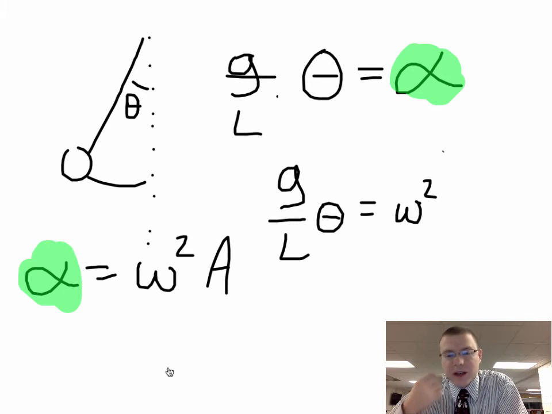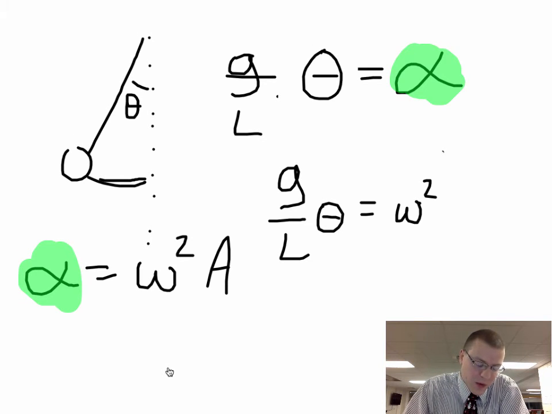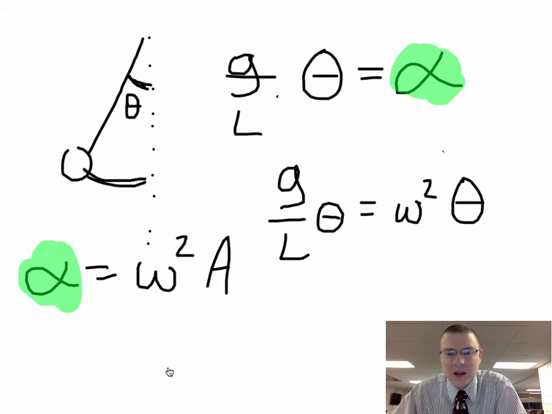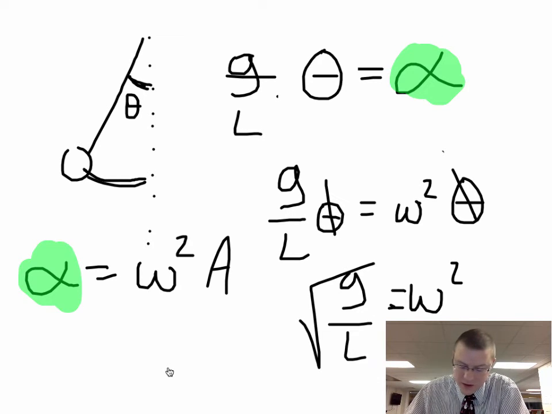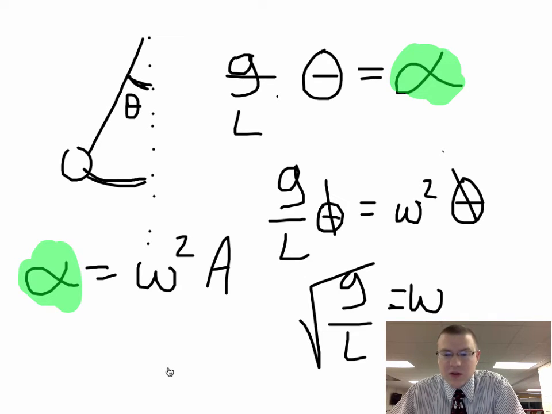So g over L times theta will equal omega squared times our amplitude, and the farthest back we're going to pull this pendulum is going to be that theta. That theta is going to be my amplitude. And if you look on both sides, I now have theta, so I can get rid of my theta and just be left with omega squared equals g over L. So if I want to know the angular frequency of a mass and string system, it's just the square root of g over L, the gravitational acceleration of that planet and the length of your pendulum.